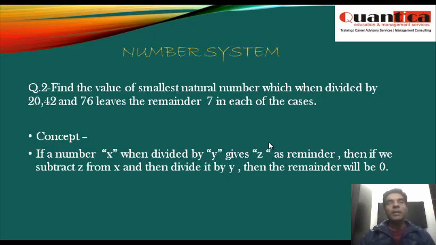I'll take an example. Let's say my number is 13 and I want to divide it by 10. So 13 when divided by 10 gives you a remainder of 3. Now if I subtract 3 from 13 and then divide it by 10, 13 minus 3 comes out to be 10, and 10 divided by 10 will give you a remainder of 0. This is the same concept that is applicable for solving this question.